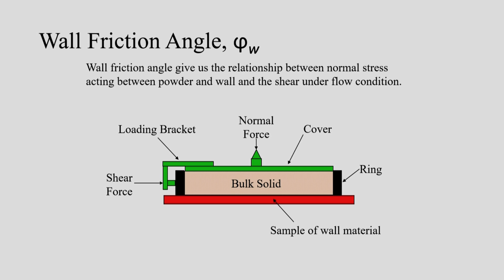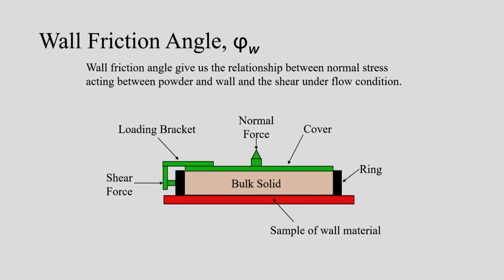So same measurement, we talked about measuring one layer of powder moving over the other layer of powder, right? For measuring the wall properties, what we do is we use that wall material at the bottom, and then put the powder and then measure the shear force that is needed to move this powder above this wall material. So one side it's wall and the other side is the powder.